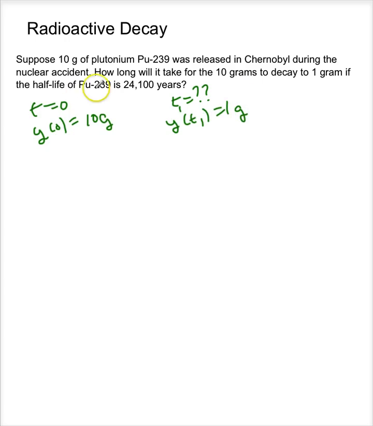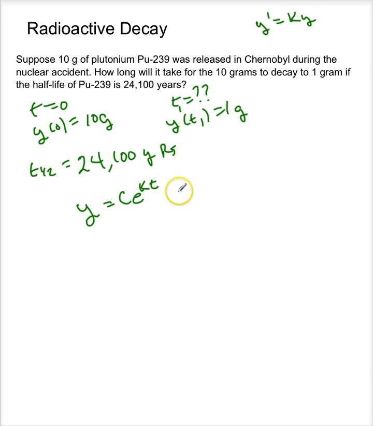Now, the half-life of plutonium-239 is 24,100 years. A lot of times you'll see this written as T one-half is 24,100 years. Now, there are a number of ways to do this. We know half-lives follow the form y equals c e to the kt, and our differential equation is, of course, y prime equals ky.